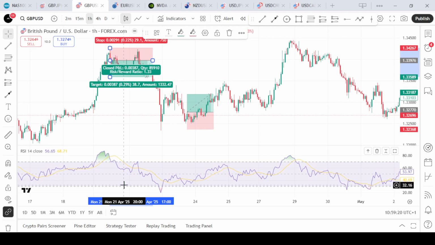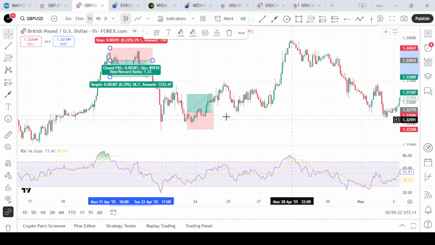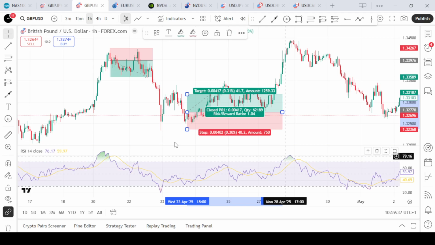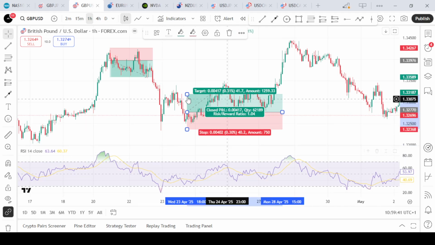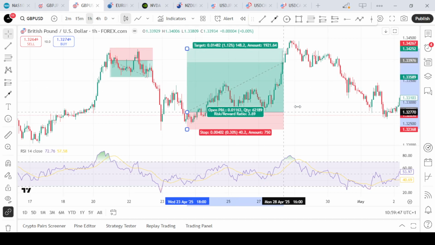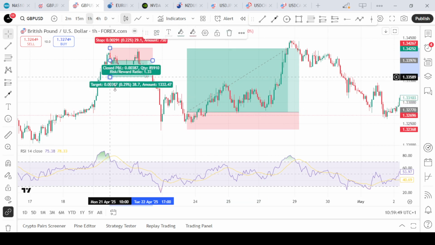You can also exit your trade with a fixed risk to reward of 1:2 or 1:3 as the case may be. You can also hold your trade until the RSI gets to the opposite level. Since we bought at this area when it was in an oversold region, we can hold it till it gets to an overbought condition. This will give us a stronger and a better risk to reward ratio in this case.